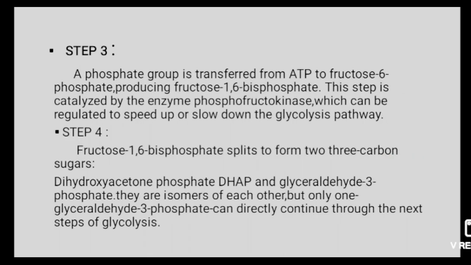In the third step of the reaction, a phosphate group is transferred from ATP to fructose 6-phosphate, producing fructose 1,6-bisphosphate. This step is catalyzed by an enzyme known as phosphofructokinase, which can be regulated to speed up or slow down the glycolysis pathway. In the fourth step of glycolysis, fructose 1,6-bisphosphate splits to form two 3-carbon sugars, that is dihydroxyacetone phosphate and glyceraldehyde 3-phosphate.